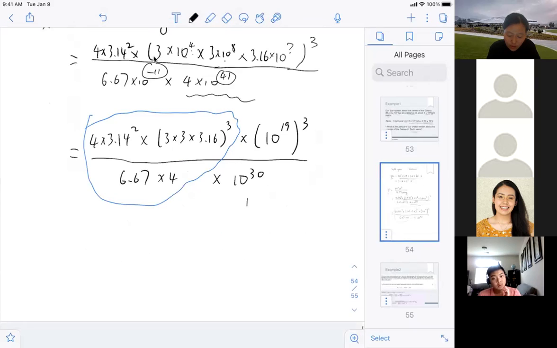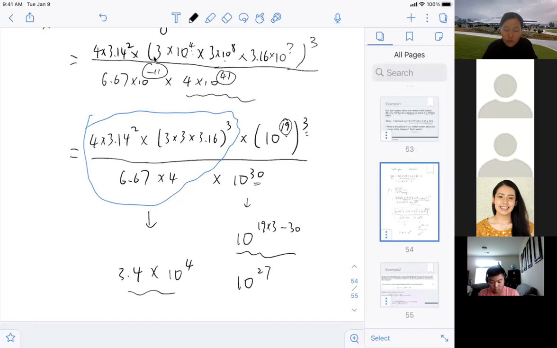So what does this become? When you do a power, the exponent multiplies. So 19 multiplied by 3, and divided by that, so you minus 30. So that will give you 10 to the power of 27. And all of this will give you 3.4, again, times 10 to the power of 4. So this is something extra you get from your calculator. So this is our total time, and you can rewrite this to be 34 times 10 to the power of 30 seconds squared.